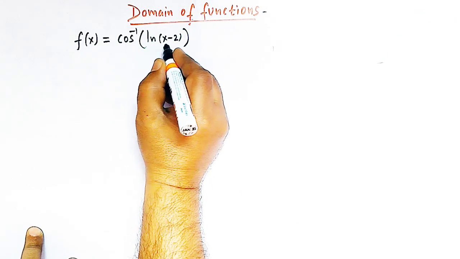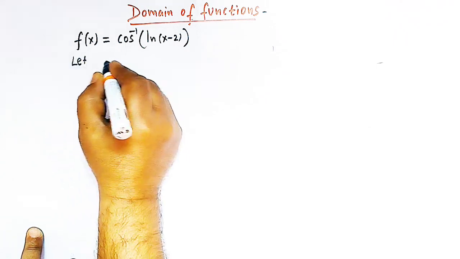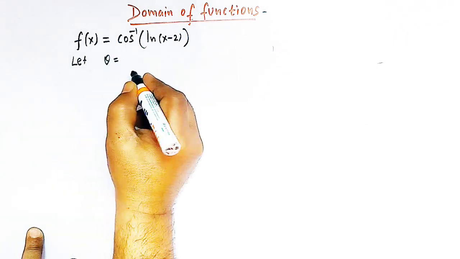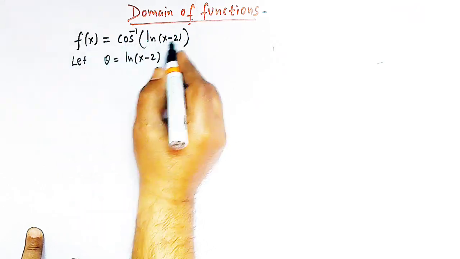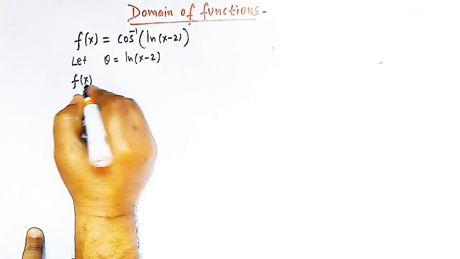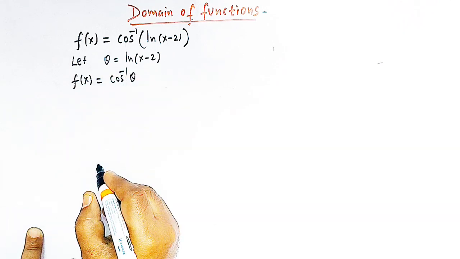So let us take natural log of x minus 2 as theta. Here we'll make this assumption, that is theta is equal to natural log of x minus 2. So now we can write this function f of x is equal to cos inverse theta, right?